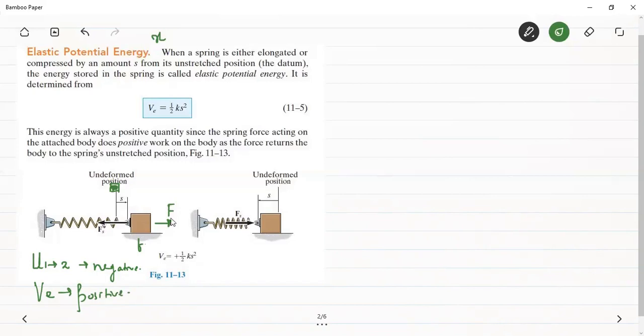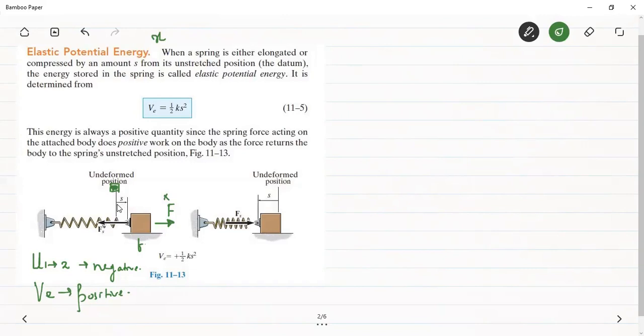Because once we release this force F, the restoring force will try to move the block back to its undeformed position. In that case, the restoring force will be acting in the negative direction, and the displacement of the block will also be in the negative x direction. Therefore, both the restoring force and the displacement of the block are in the negative x direction. That is, they are in the same direction.